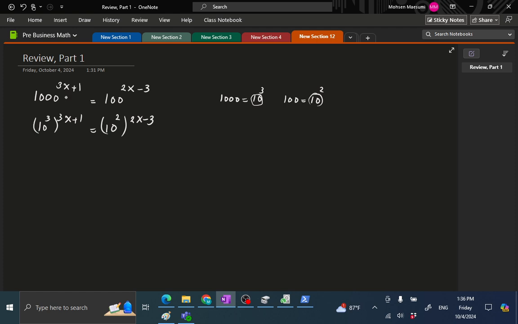You remember, if I have a to the power of m, the whole thing to the power of n, I multiply the exponents. So this becomes 10 to the power of 3 times 3x plus 1, and this becomes 10 to the power of 2 times 2x minus 3.